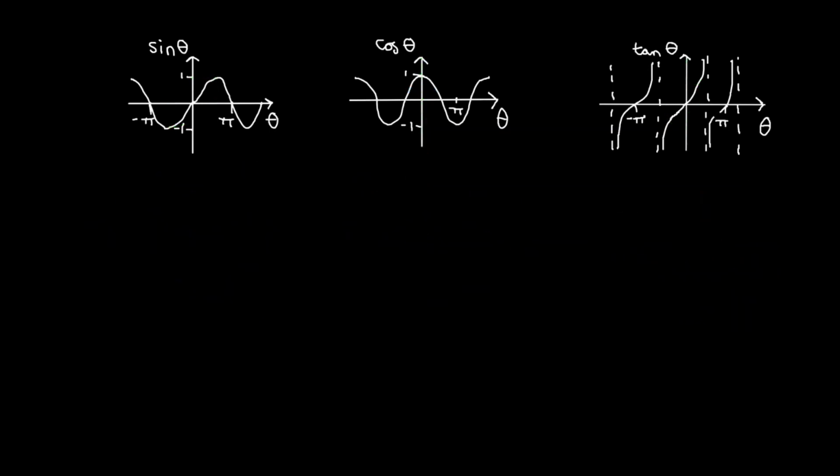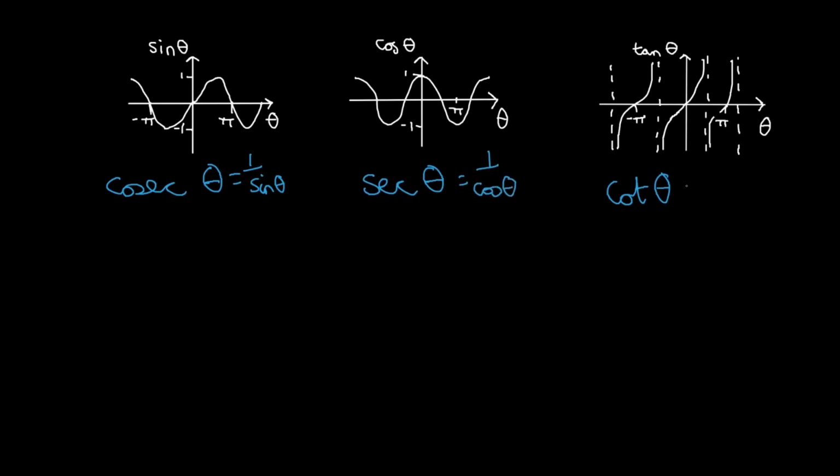Okay, our final three identities here are the reciprocals of these functions. The reciprocal of the sine function is cosecant of theta, for the cosine function our reciprocal is secant theta, and for the tangent function our reciprocal is the cotangent of theta. Now this is equal to 1 over sine theta, this is equal to 1 over cos theta, and this is equal to 1 over tan theta.